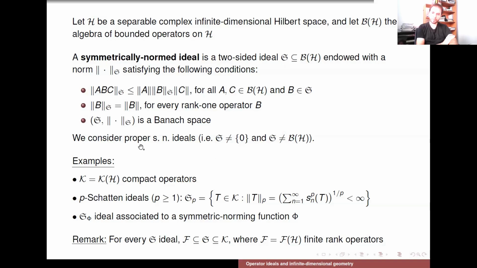We will treat proper operator ideals. Some examples are the compact operators, the p-Schatten ideals for p greater or equal than 1, and these other ideals associated with symmetric norming functions that we studied in the first lecture. We recall that these inclusions must hold, where F is the set of finite rank operators.